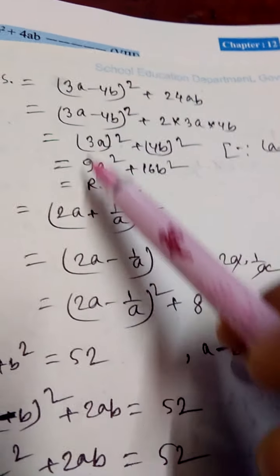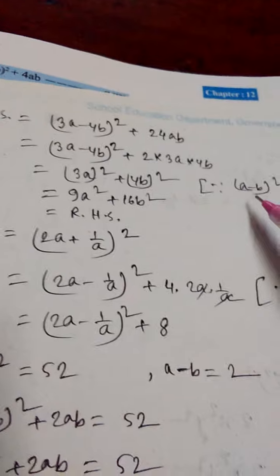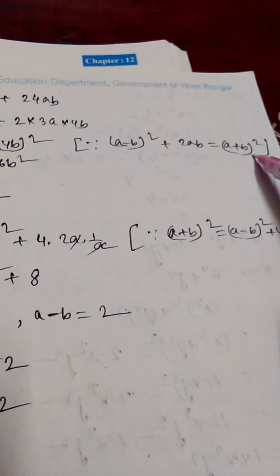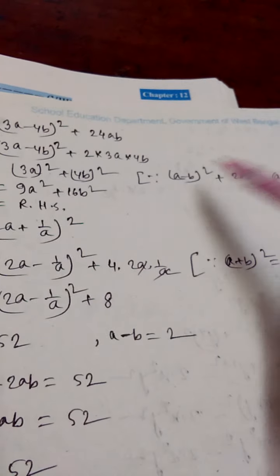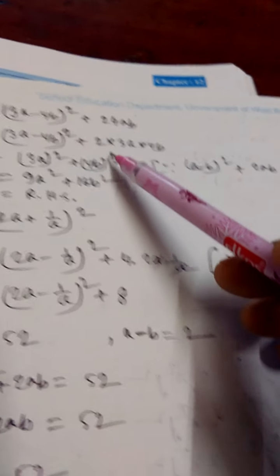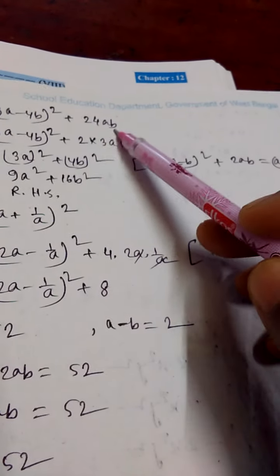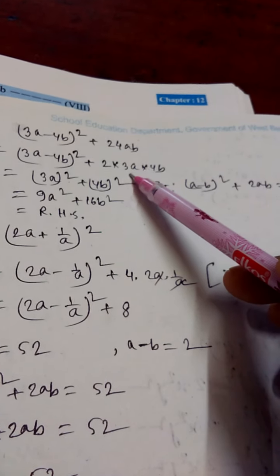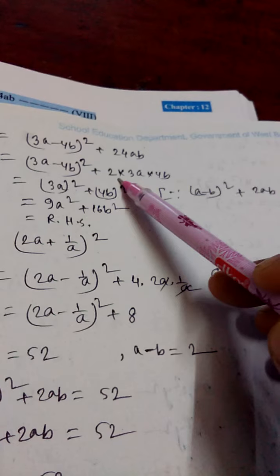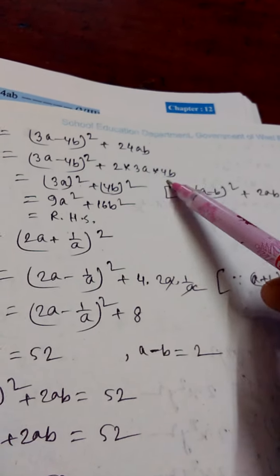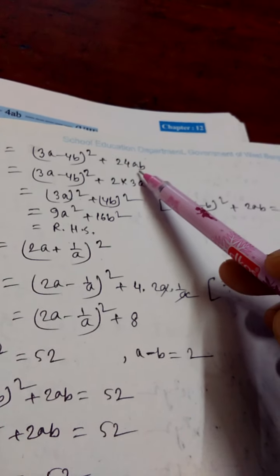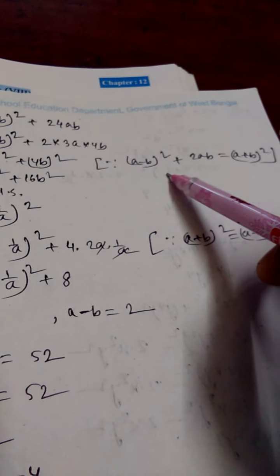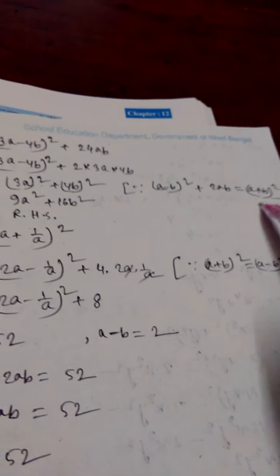This is equal to, then using the formula (a − b) whole square plus 2ab equal to (a + b) whole square, we may write this equal to (3a − 4b) whole square plus 24ab, which may be written in the form of 2 into 3a into 4b. 2 into 3a into 4b is written in place of 24ab, so that we may use the formula (a − b) whole square plus 2ab equal to (a + b) whole square.